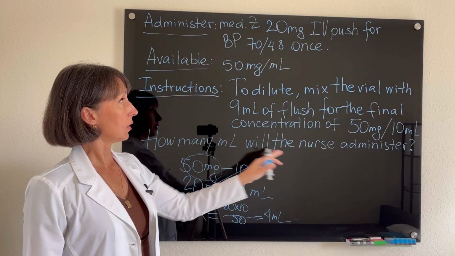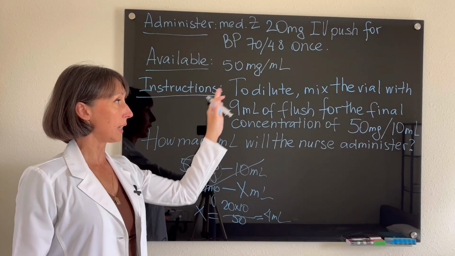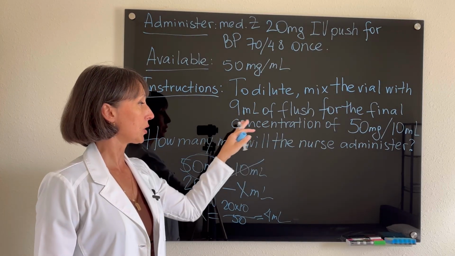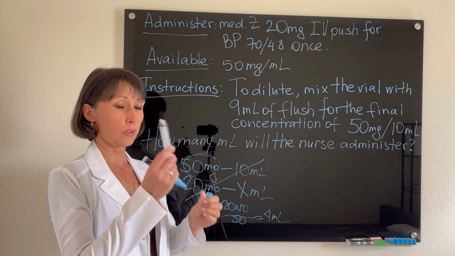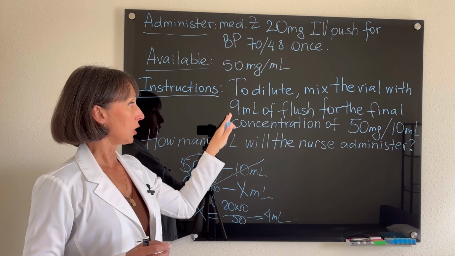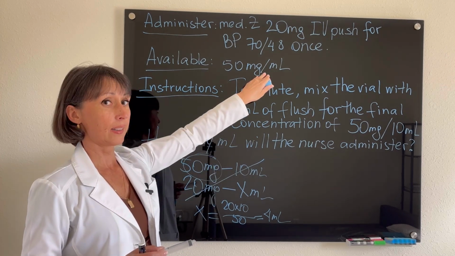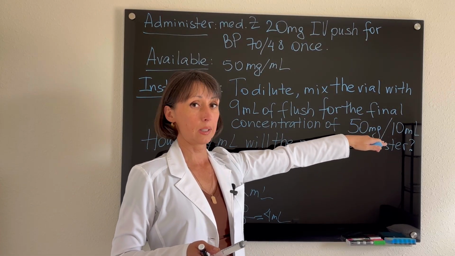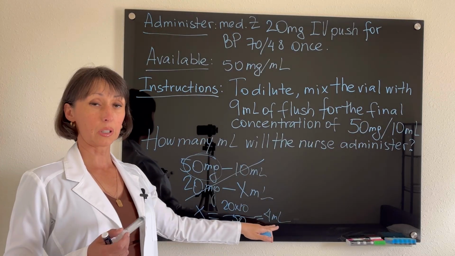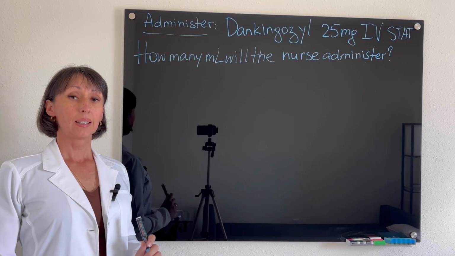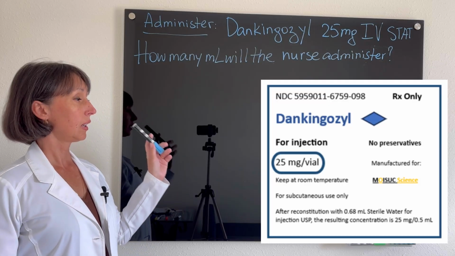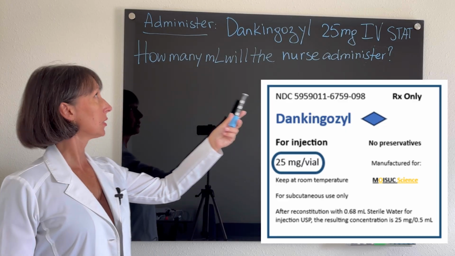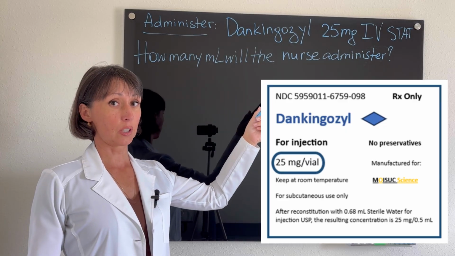So all of that wordage here was a little too much and confusing, but all we did is we followed directions exactly how it's written. We took 9 milliliters of flush by squirting 1 milliliter out. We injected those 9 milliliters into our vial, and the final concentration we got was 50 milligram per 10 milliliters, and we used this concentration to calculate our milliliters to administer. In this next problem, we have a label and the order to administer dankingazole 25 milligram IV stat. How many milliliters will the nurse administer?